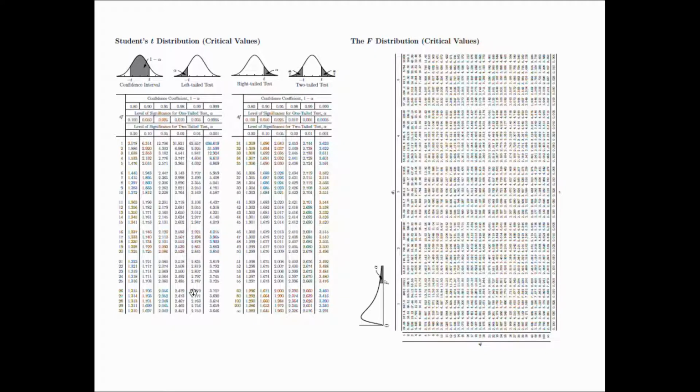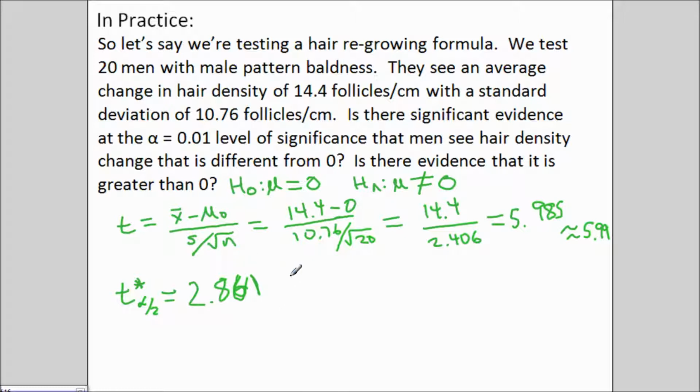So we use this column, and then we go to the row based on our degrees of freedom. Degrees of freedom are n minus 1, so 20 minus 1 is 19. Here we see it is 2.861. Now, 2.861 is less than 5.99. That means we can reject H naught. We can say at the 0.01 level of significance, we do see change that is different from 0.